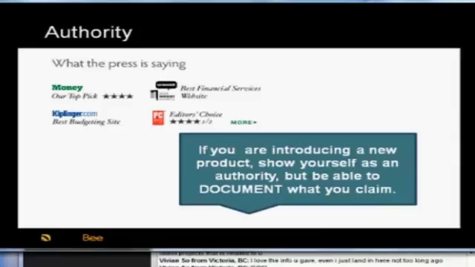So if you have not been online long enough to have reached a point where you are being featured in the press, we're not all Mike Filsaime, so we have to start somewhere. That's one of the things you can do: document what you claim, and don't be too shy about letting people know what your qualifications are, because that's what shows that you're an expert.